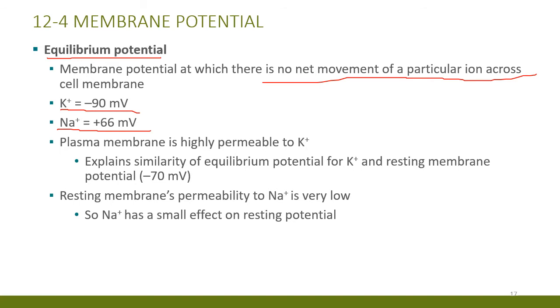is that when the membrane goes to minus 90 millivolts, there won't be any more movement of potassium in and out at that moment. It just kind of stops. And when the membrane goes to plus 66, there's no more movement of sodium for that moment. And the plasma membrane is highly permeable to potassium, and this explains the similarity of equilibrium potential for potassium and resting membrane potential. The resting membrane's permeability to sodium is very low, so sodium has a small effect on resting membrane potential.